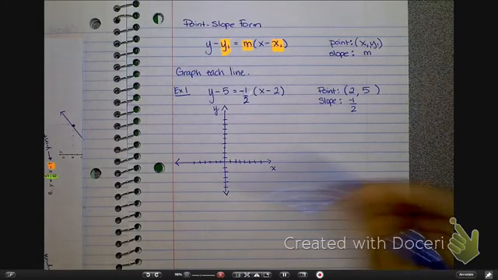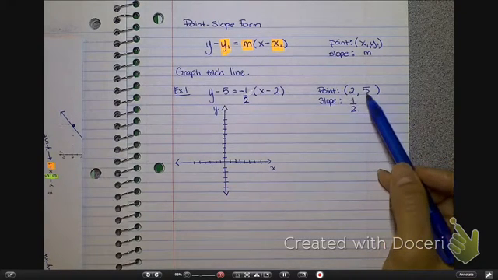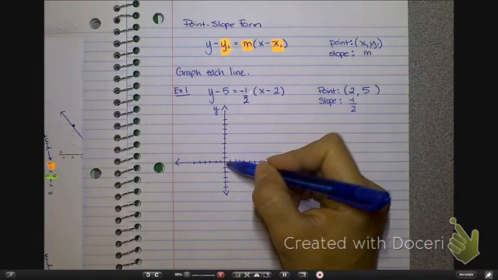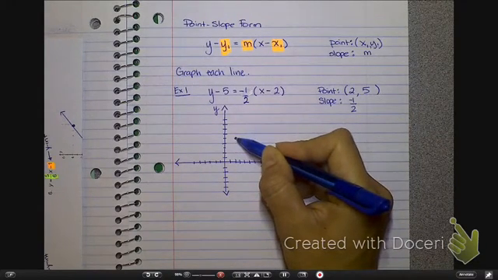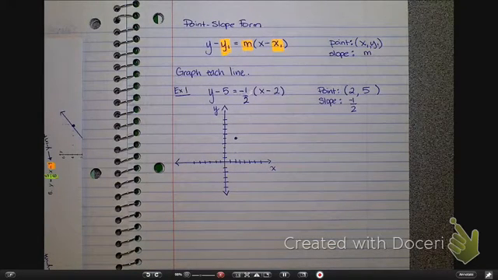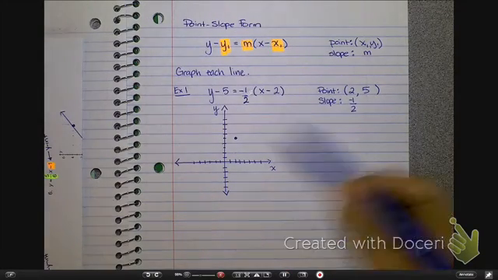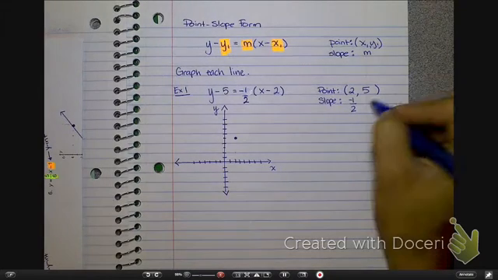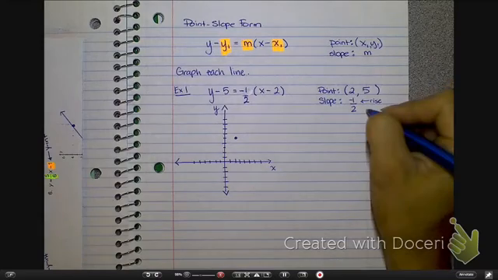Okay, the first thing we're going to do is graph our point. So where is our point located at? 2, 5. So let's go over 2, up 5. Did everyone get their point right there? Alright, from this point, I'm going to use this slope to find some more points on my line. So what is this slope telling me to do? What is the rise? -1. What's the run?